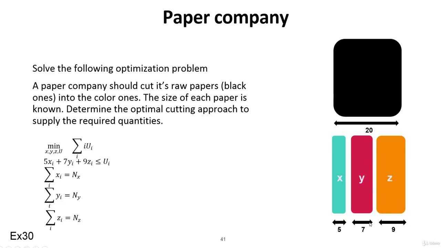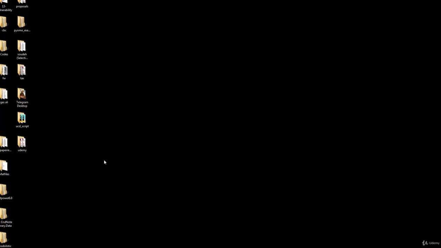Or what else could I do? I could say 5 X and 2 pieces of red, which will be 19. Yeah, it's less than 20. So 5X plus 7Y plus 9Z should be less than or equal to 20 U_i. Yeah, so it's better to write it down.